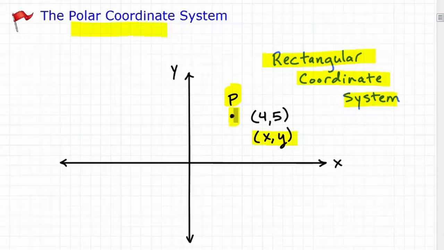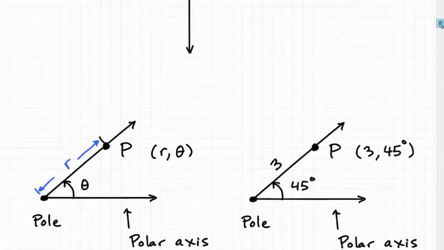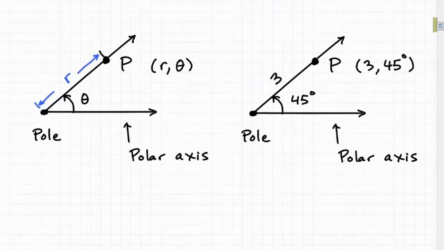All right, so let's first talk about how we can define this particular point. Here again on the rectangular coordinate system, we can describe the precise location of this point by using ordered pairs. But in the polar coordinate system, we do something different, okay?